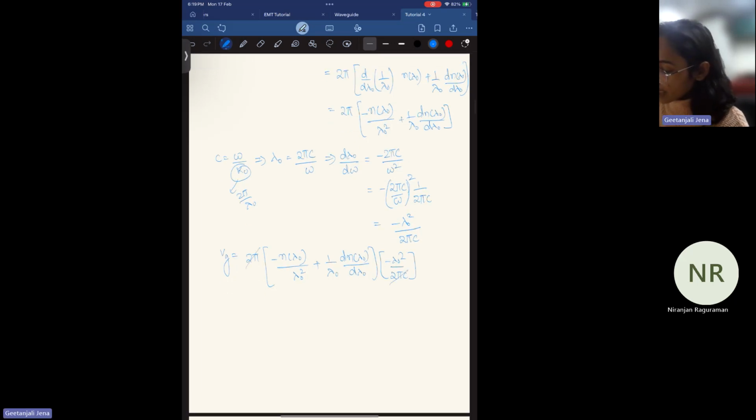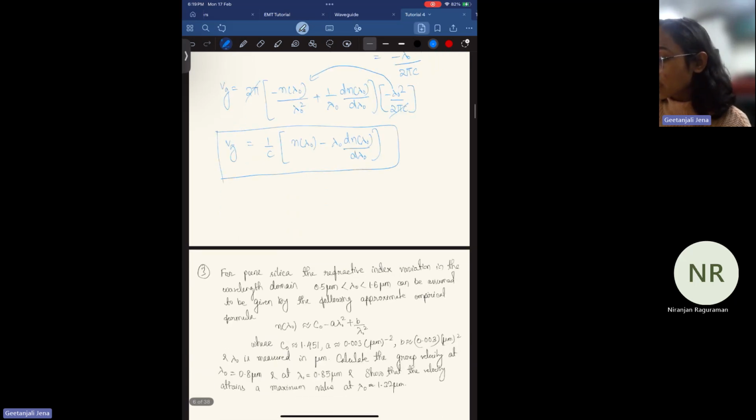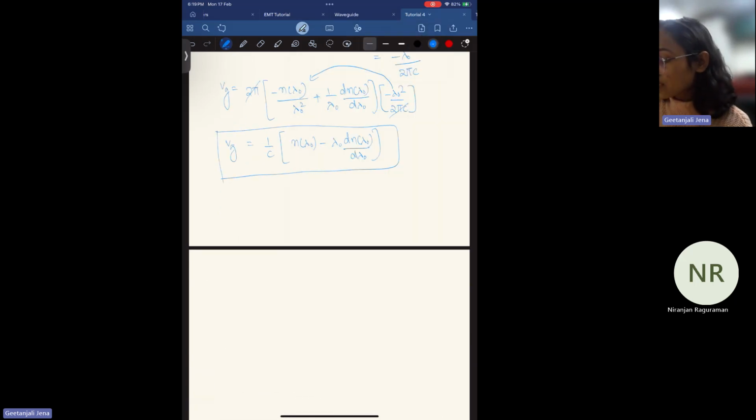So 2 pi will cancel. What we have now is 1 by c, and if you put it inside, this will give n of lambda 0 minus lambda 0 dn over d lambda 0. So in this way also you can calculate the group velocity in terms of the wavelength. No need of taking omega first, then again converting omega to lambda. You can directly take lambda to calculate the expression.